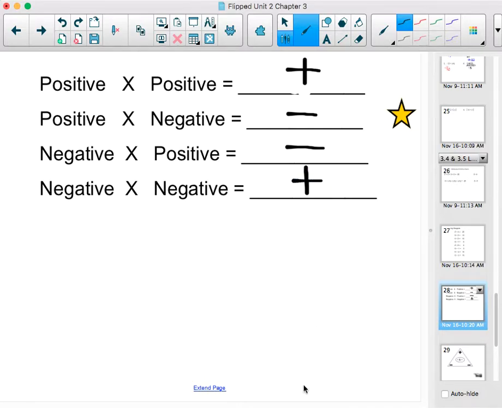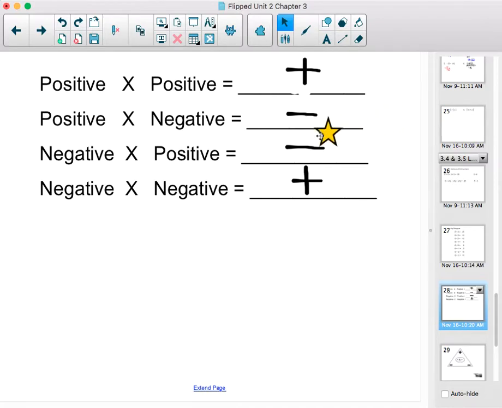These are the rules we are going to use for multiplying integers. I hope you're also thinking, well, what are the rules for dividing integers? How does this work with division? And the truth is, the rules for division are exactly the same.